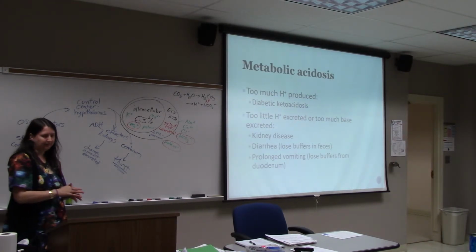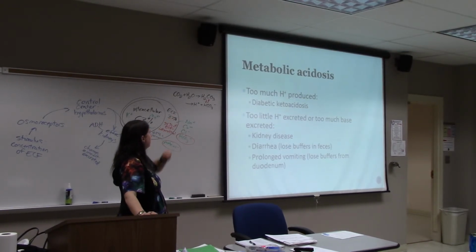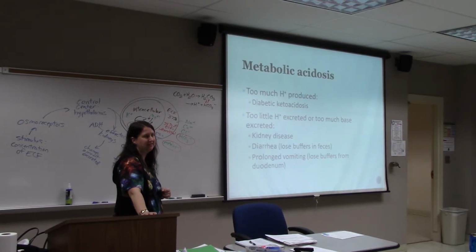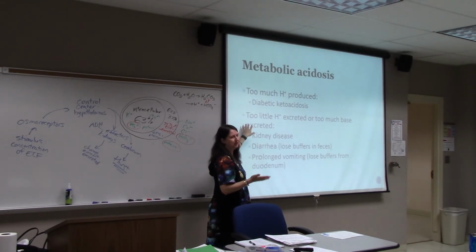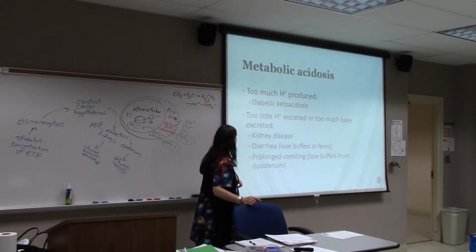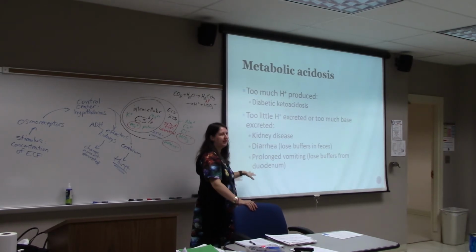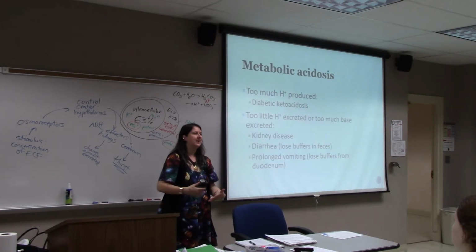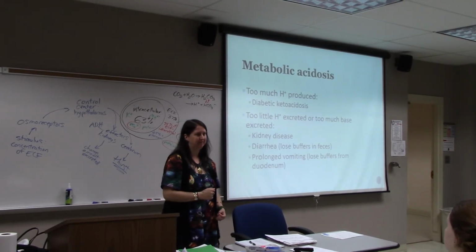Metabolic acidosis can come from too much hydrogen being produced, such as in diabetic ketoacidosis, or too little hydrogen excreted, or too much base excreted. Kidney disease, diarrhea because buffers are lost in the feces, and prolonged vomiting where the intestinal contents are lost with it. And you're losing the buffers that are secreted into the duodenum.